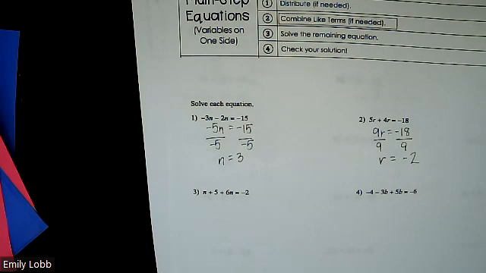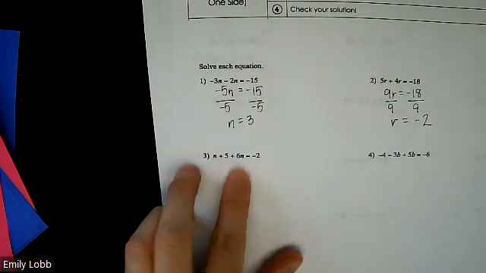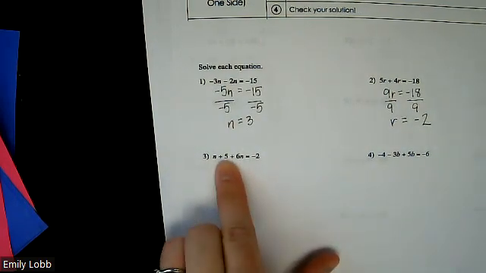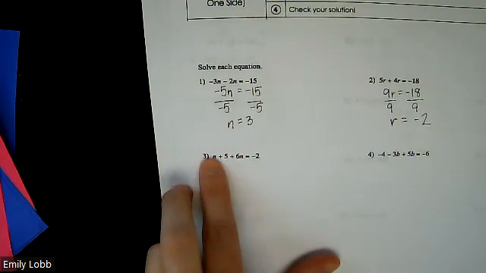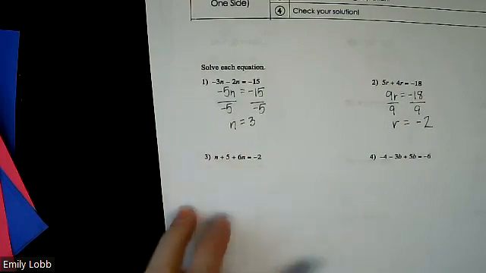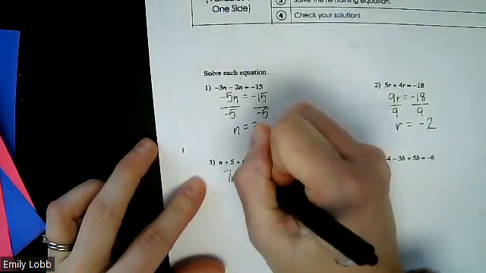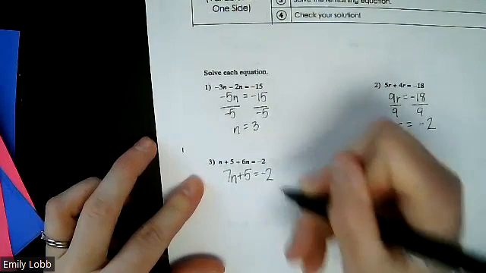Now we're going to start adding in multiple things. So I have an n, a 5, and a 6n. What can I combine? I can't combine the 5 with anything on the left because there are no other numbers by themselves, but I can combine my two variable terms. So 1n plus another 6n is a total of 7n. Bring down your plus 5. Don't forget that. Bring down the rest of your equation.